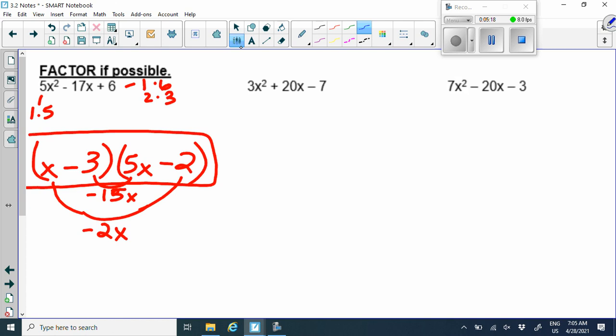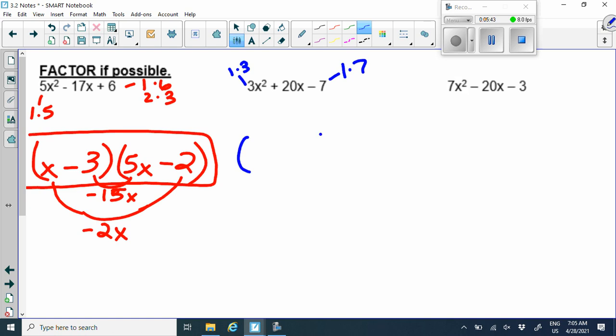Okay, let's try the next one together as well. So first, determine with 3x squared plus 20x minus 7, do they have anything in common that we can take out? No, there's no number other than 1, and not all of the terms have an x, so we just keep it. So now we're going to find the factors of our last term, which is 1 and 7. And then for our first one, it's going to be 1 and 3.